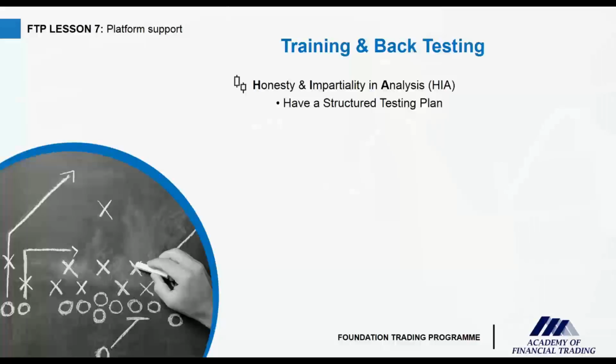But again, you can run the danger of making mistakes, okay? Making strategies actually fit the past, which is a very simplistic and common mistake. Well, that's really because, in my opinion, it's not based on solid theoretical underpinnings, okay? So in backtesting and training, you need to be very, very honest with yourself, okay? Honest and impartial in your analysis.